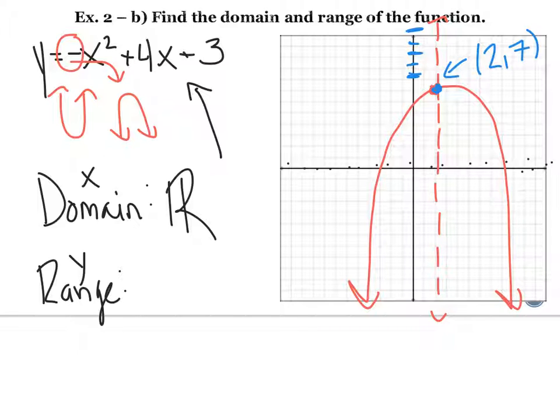So your range is going to be that y is less than or equal to 7. Because y right here can be 6, it can be 5, 4, 3, it can be in the negatives. However, it's never going to go higher than 7. So that's why y is less than or equal to 7.